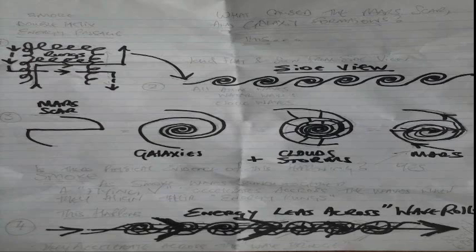Okay, down to the middle pictures. This is the Mars scar on the left. We have galaxies that are spiral galaxies. They're in this S shape. We have storm clouds.